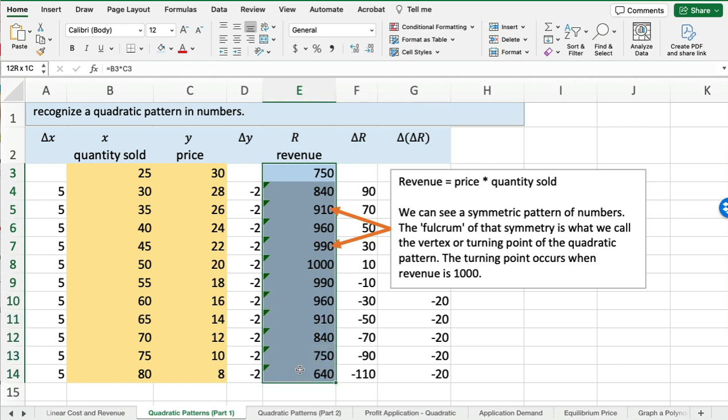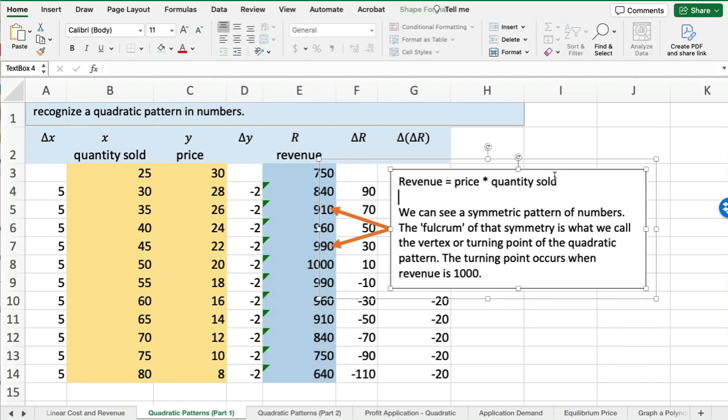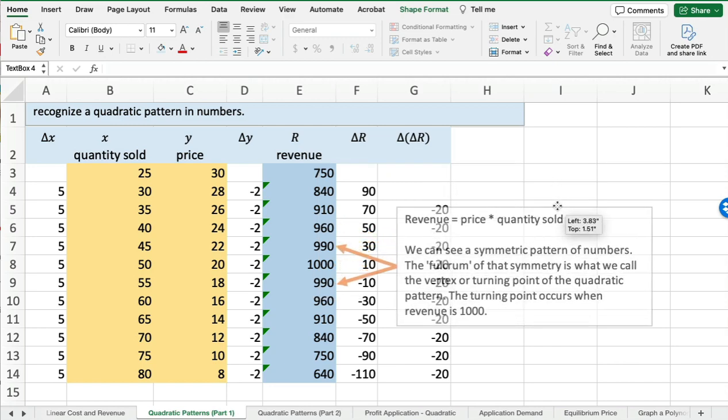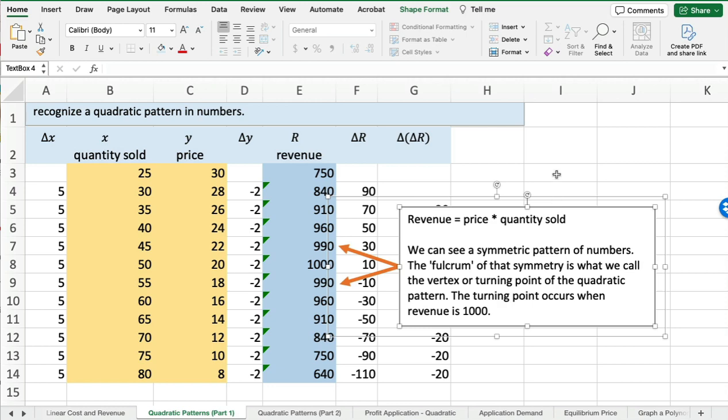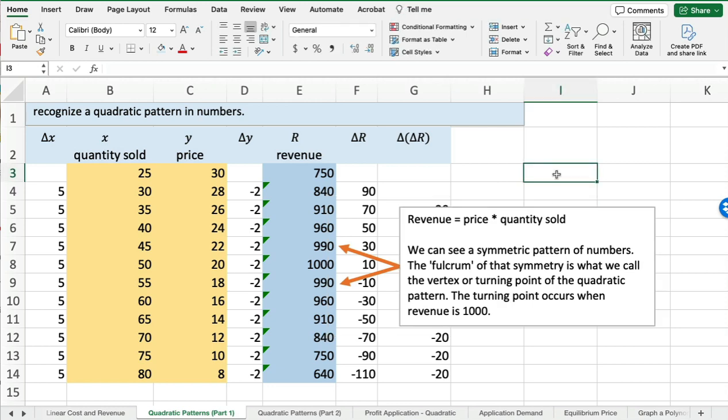So when you fill the formula down, you should see a pattern like this. And in the text box, I've actually pointed out what is really interesting here. What is really interesting is that we can see a symmetric pattern of numbers. We call that apex there the fulcrum of that symmetry. But that's not a mathematical term. The word fulcrum is from physics. But in math, we call that the vertex, or the turning point of the quadratic pattern. So the turning point in this case occurs when revenue is 1,000. And then on both sides of that, the revenue is decreasing.